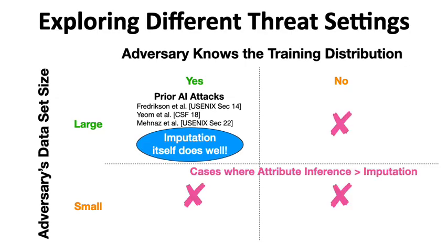In our work, we explore all the threat settings and show that the attribute inference attacks do outperform imputation when the adversary has limited information about the underlying data distribution.